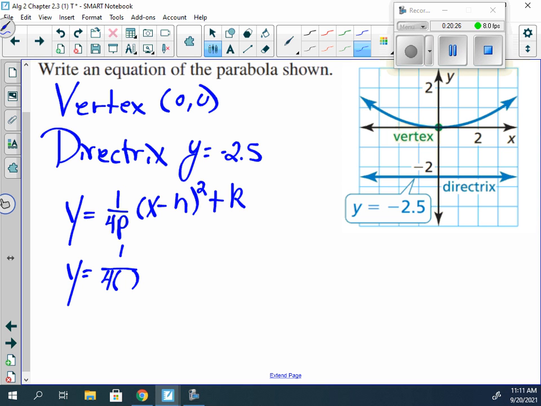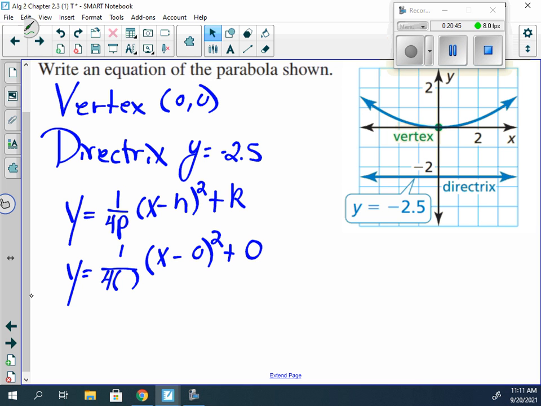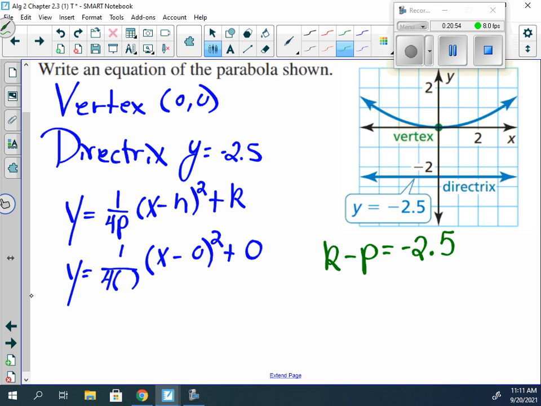Do I know the exact value of p? Well, kind of. We do have to do a little bit of calculation, but we know where to find it. Do we know what the value of h is? 0. K is 0. And just like last time, our directrix is k minus p equals negative 2.5. Well, what is the value of k?